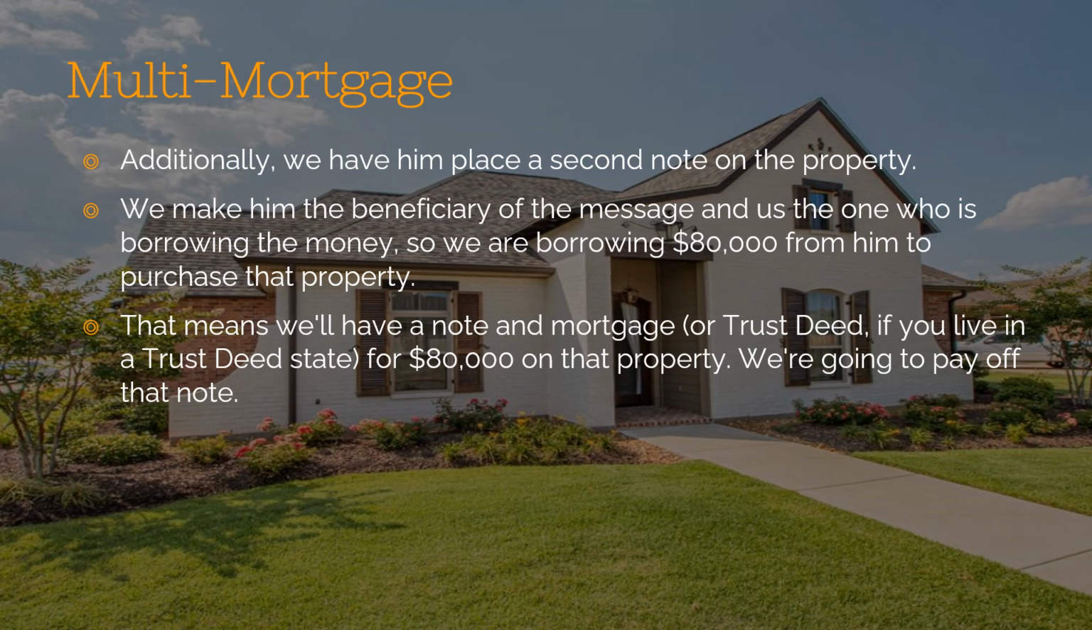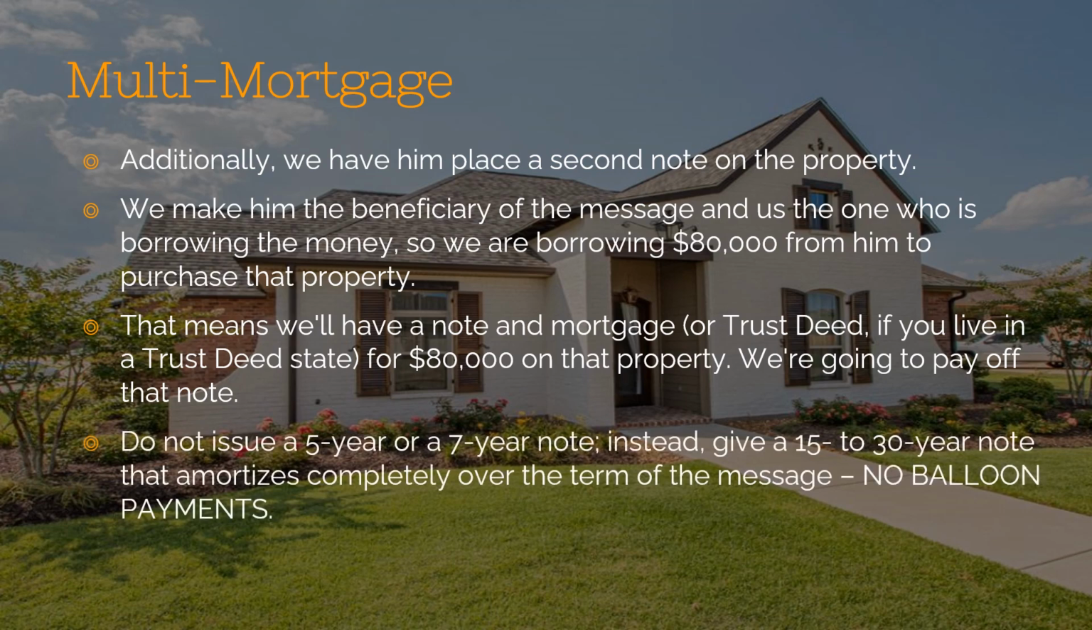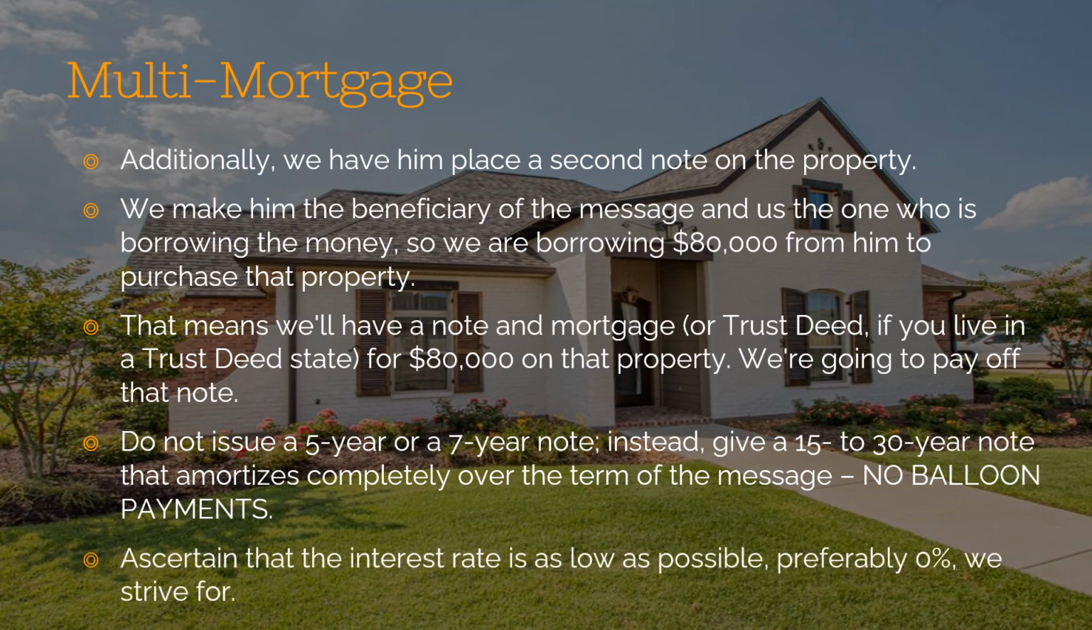We are seeking long-term commitment, because if you are going to do something like that, you want to be sure it makes sense. Do not issue a 5 or 7 year note. Instead, give it a 15 or 30 year note that amortizes completely over that period. No balloon payment. Ascertain that the interest rate is as low as possible, preferably 0%. We strive for 0%, although achieving it is not always possible, but it's always our goal. You can normally agree to a 3 to 5% range, which is pretty common.